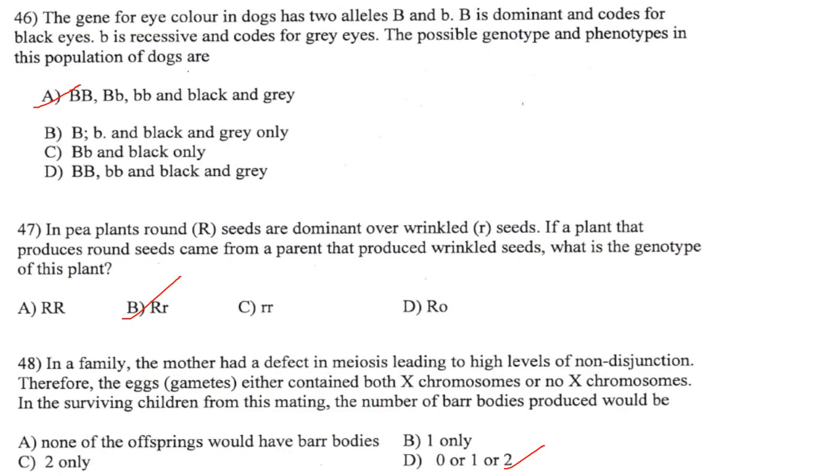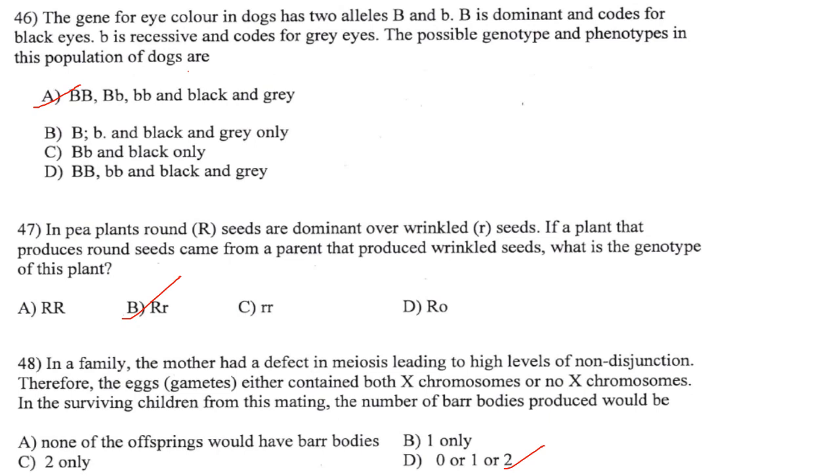Then next one. The gene for eye color in dog has 2 alleles, capital B and small b. Capital B is dominant and codes for black eye. Small b is recessive and codes for grey eyes. The possible genotype and phenotypes in this population of dogs are. So there is only one particular character involved here, that is color. So color, that is either black or grey. There are no intermediate colors. So the phenotype will be black and grey, and the genotypes can be capital B capital B, capital B small b, and small b small b. So the answer here is option A.